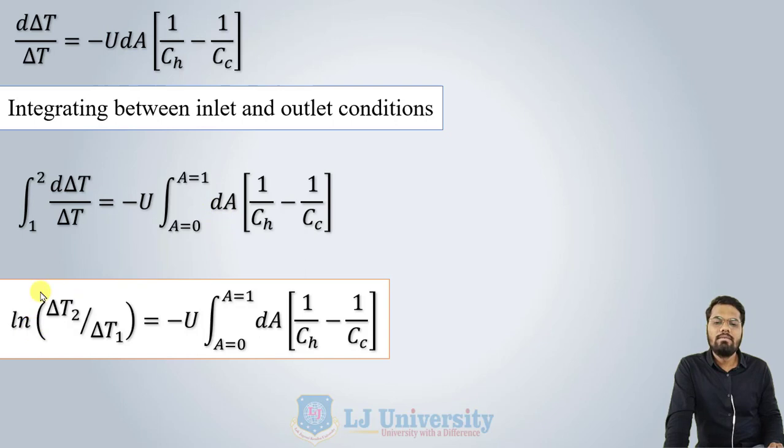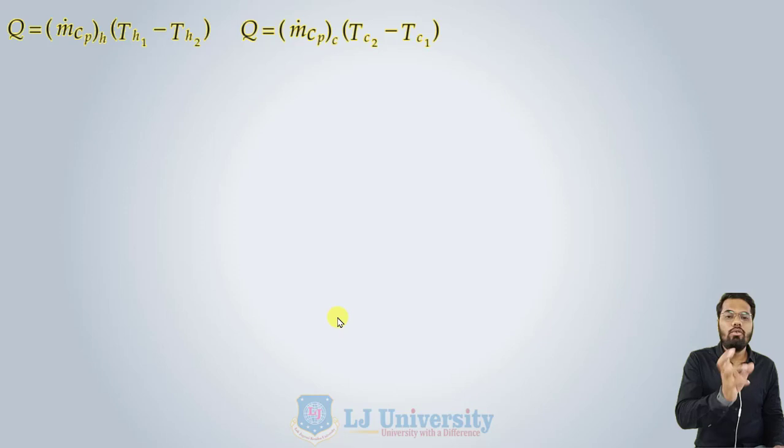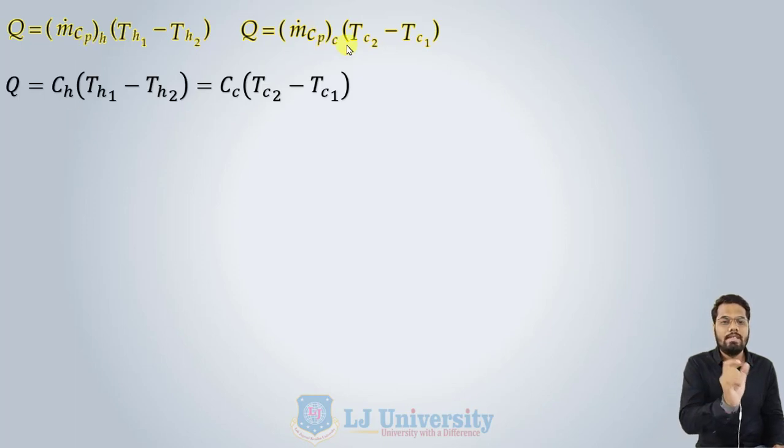So we will get ln delta T2 minus ln delta T1, so ln delta T2 divided by delta T1 equals minus U A (1 upon CH minus 1 upon Cc). Now we have to put the values of 1 upon CH and 1 upon Cc. Again, we can find these from this equation. We know the rate of heat transfer by the hot fluid is mHCpH (Th1 minus Th2). The rate of heat gained by the cold fluid is mCCpC (Tc2 minus Tc1). Here mHCpH can be written as the heat capacity Ch, and mCCpC, the heat capacity of the cold fluid, can be written as Cc.